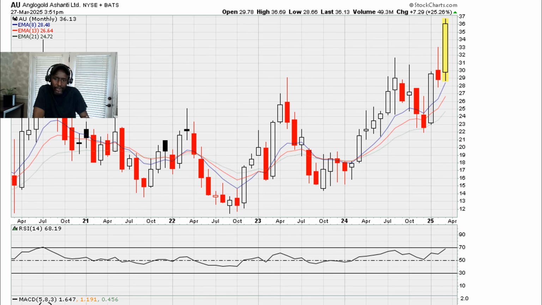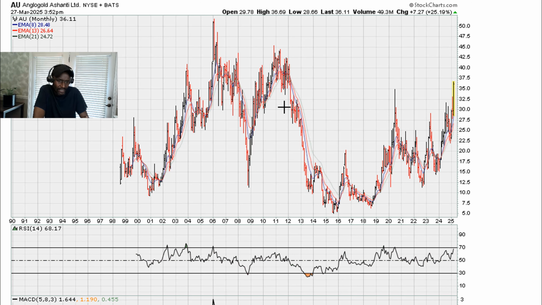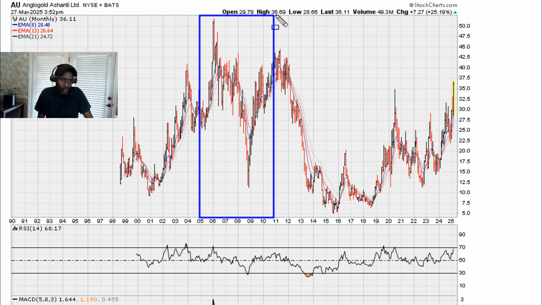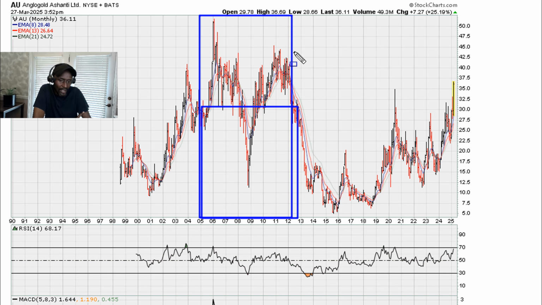Now, I want to show you a period here. Let's go back here so I can just cut to the chase. So this is all data. Let's take a look at all data for AU. What I want to show you, by the way, is this period from 05 here to the highs of late 2011. Take a look at this performance. It just did not move in that time period.